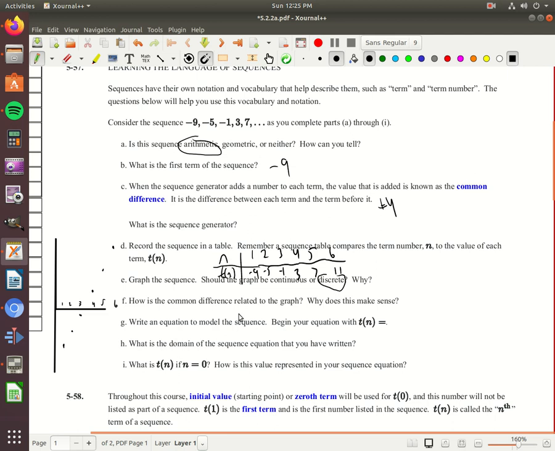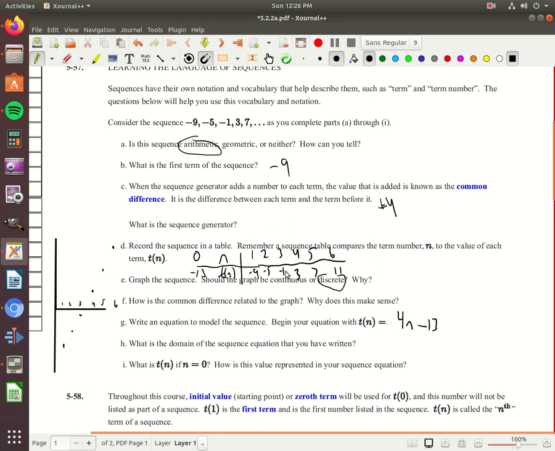So how is the common difference related to the graph? Well, the common difference is the slope. Write an equation to model the sequence. So begin with t of n. So what we'll say is t of n, and this is where it gets a little bit tricky, t of n equals 4n. But our y-intercept is not anywhere in the sequence. Our y-intercept is over here. It's out of the sequence, -13.